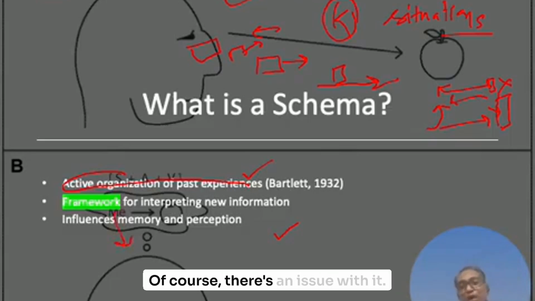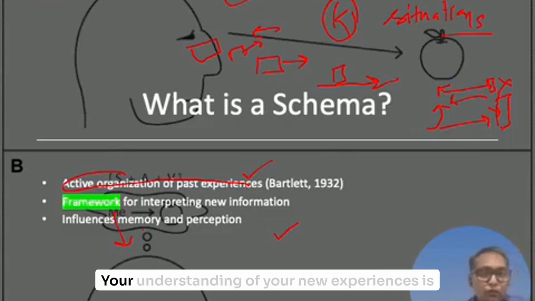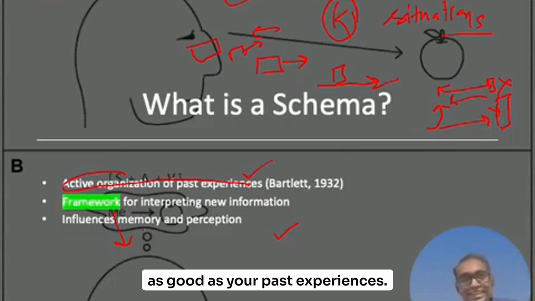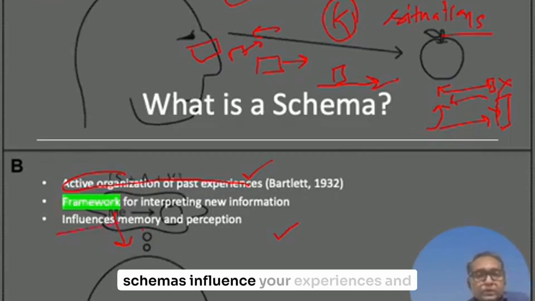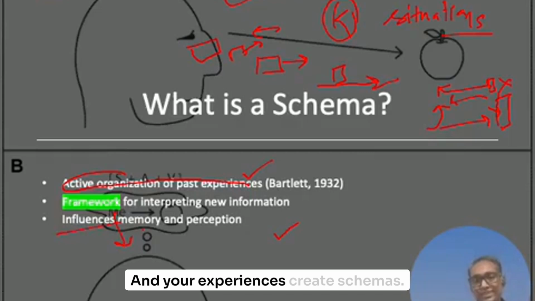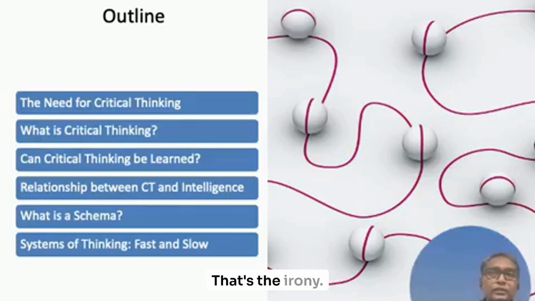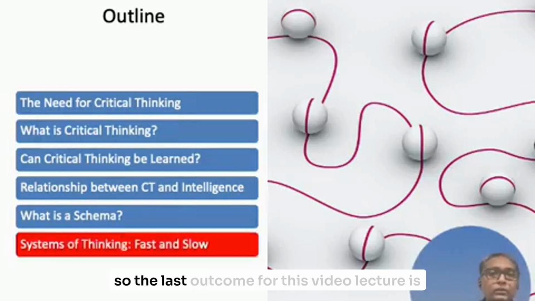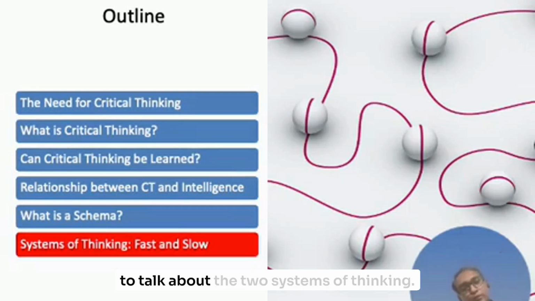Of course, there's an issue with it. The problem is your understanding of your new experiences is as good as your past experiences, right? Schemas influence your experiences and your experiences create schemas. That's the irony. So the last outcome for this video lecture is to talk about the two systems of thinking.